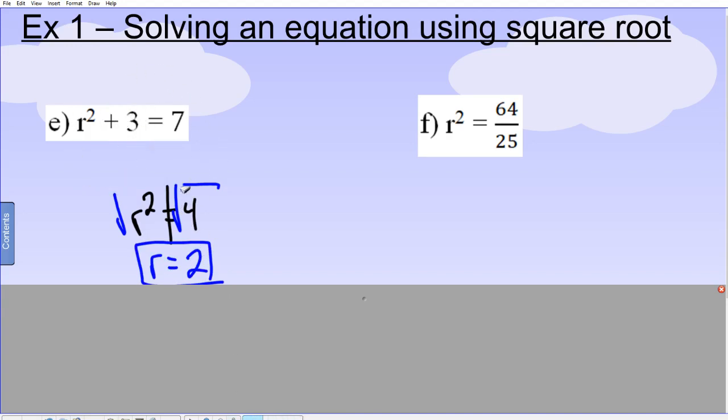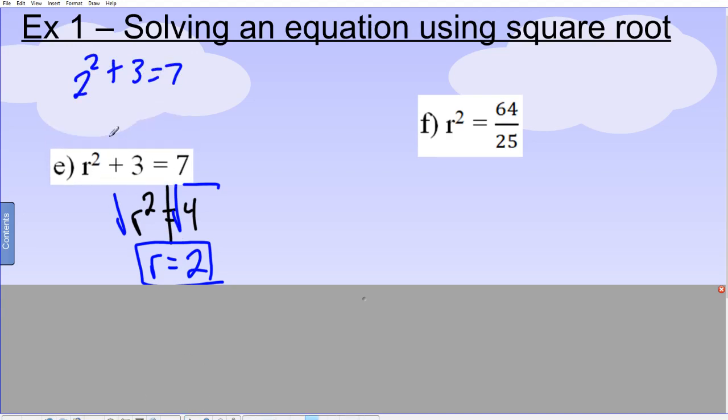Now, a reminder, you could always check your answer for these problems by plugging the answer you got back into the original problem and see if it works out. So in this case, 2 squared plus 3 equals 7. Let's check it. Does it actually work out? Does 2 squared plus 3 equal 7? It should be true. 2 squared is 4, plus 3 equals 7. And yeah, 4 plus 3 is 7. So this does work out, which means this is the solution.